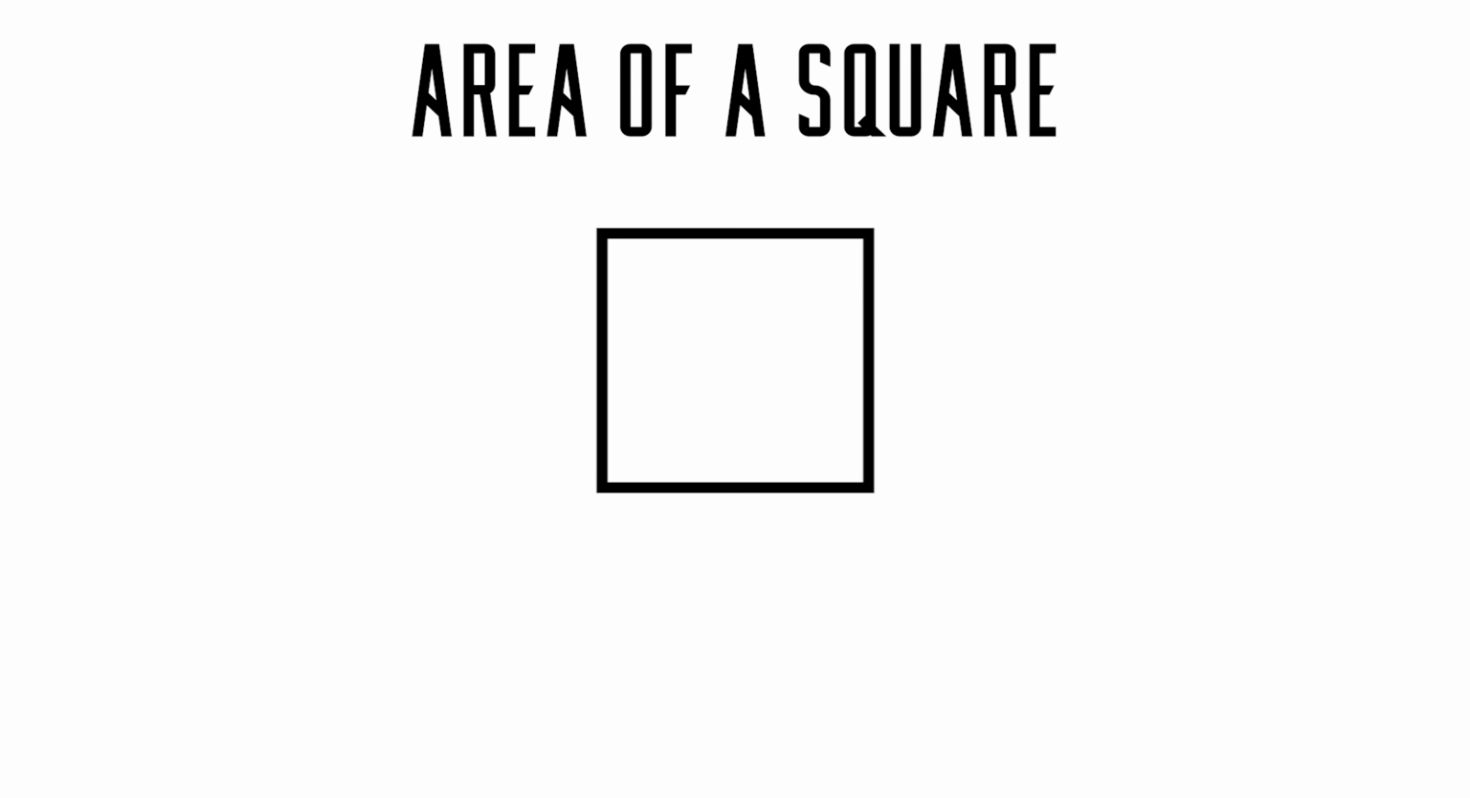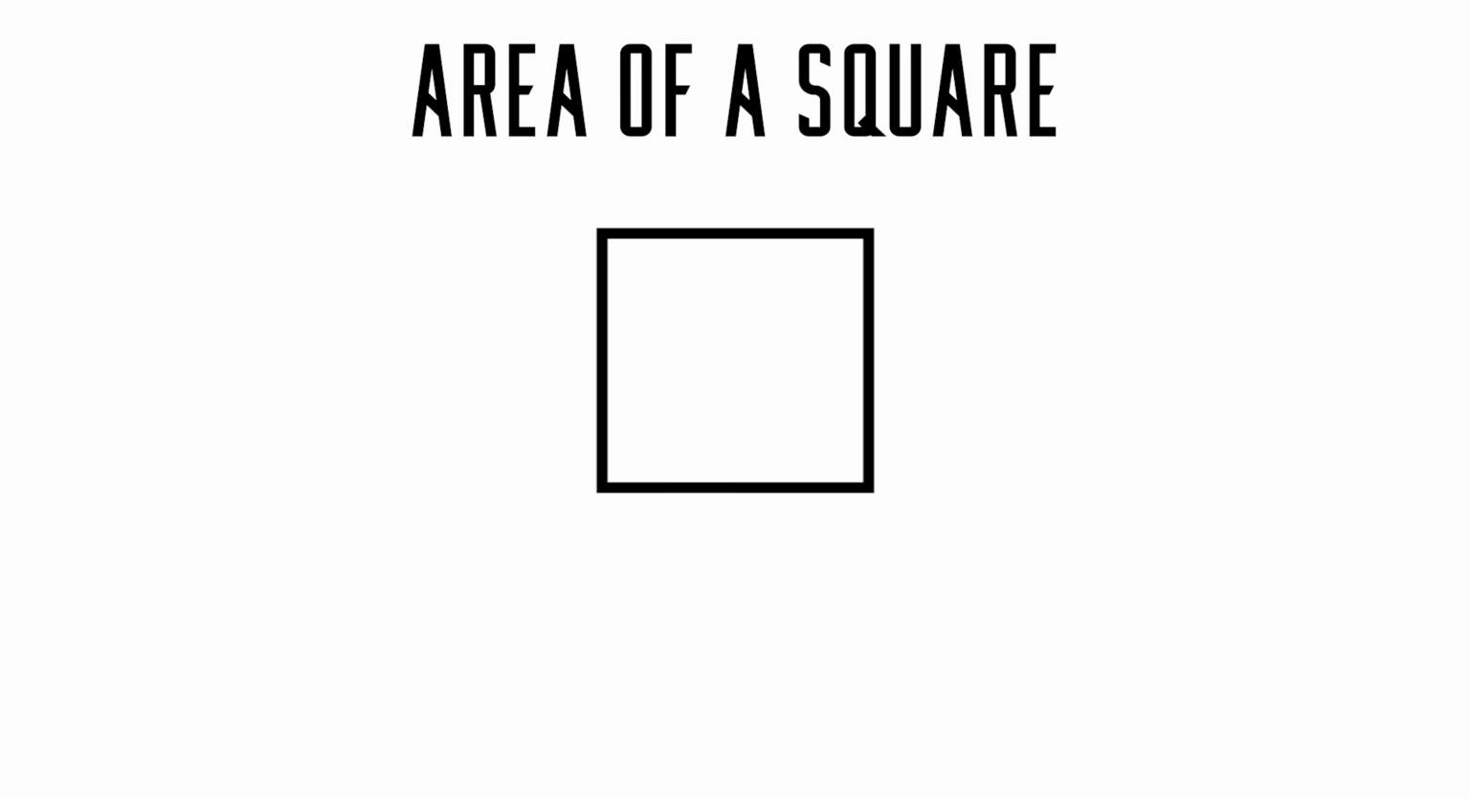Sometimes we may be asked to find the area of various 2D shapes, and this can be tricky as there are different ways and formulas to find the area of different shapes. If we start with a square, the important thing to know about a square is that each side is the same length, which is what makes a square a square.